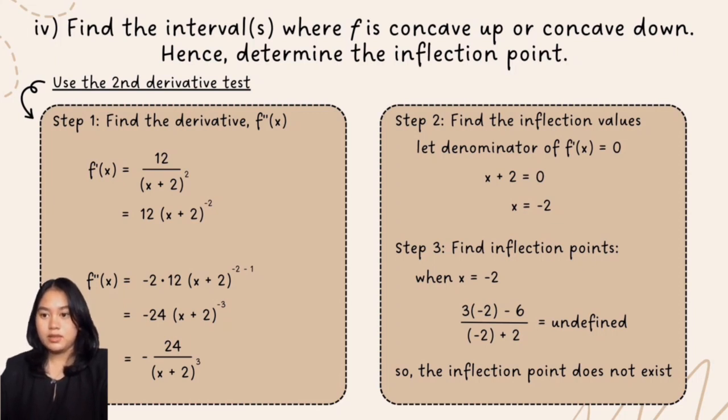And then we got the answer, which is negative 24 over (x plus 2) to the power of 3. Next, the second step is we need to find the inflection values. Let the denominator of the second derivative of f equal 0. So we got x equal to negative 2. Then move on to the third step, which is the inflection points. When x is equal to negative 2, the inflection point is undefined because the denominator is equal to 0. So the inflection point does not exist.